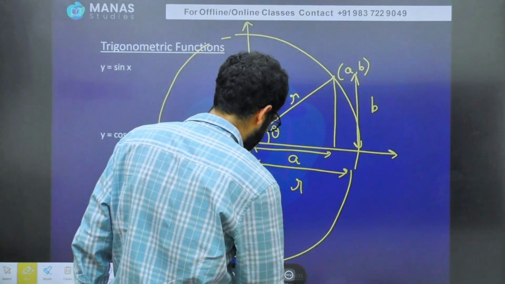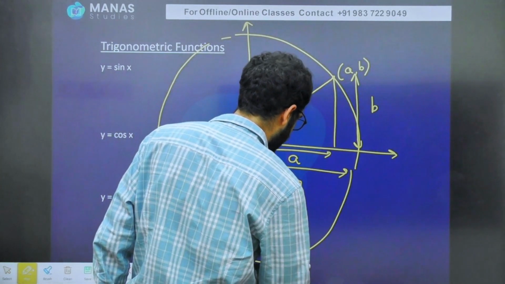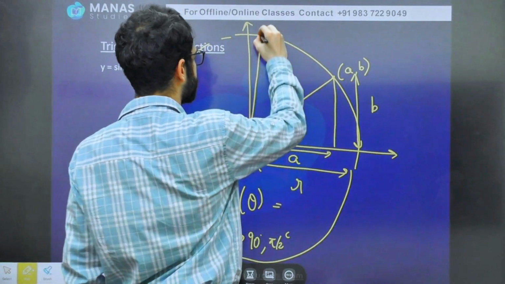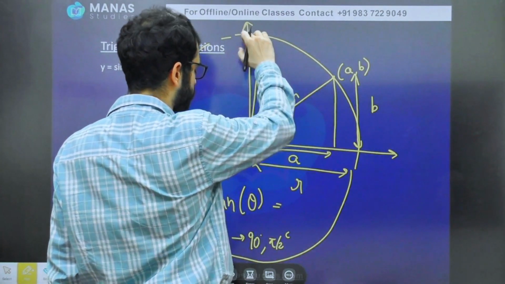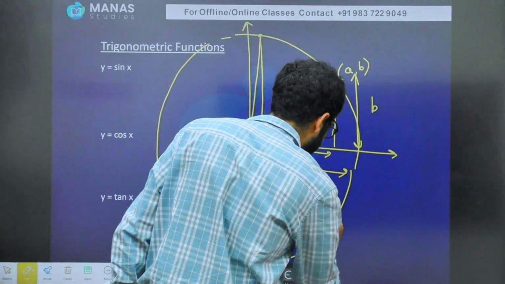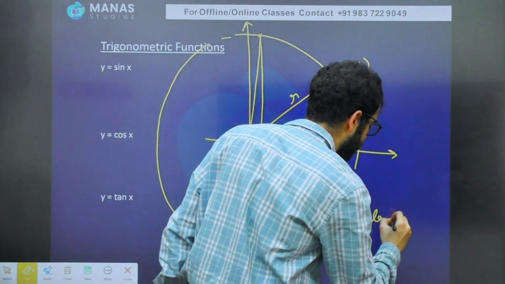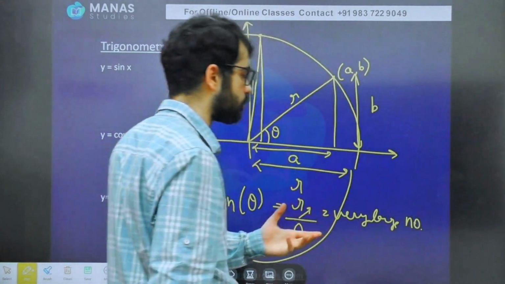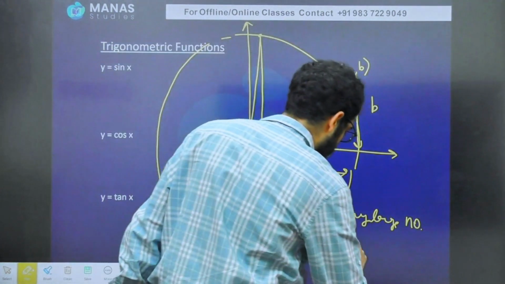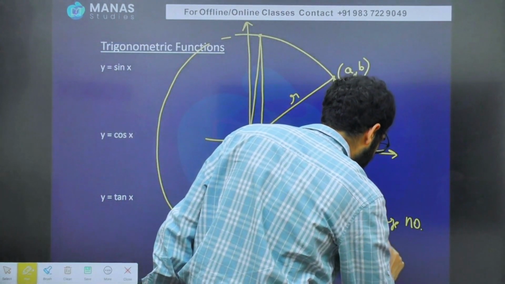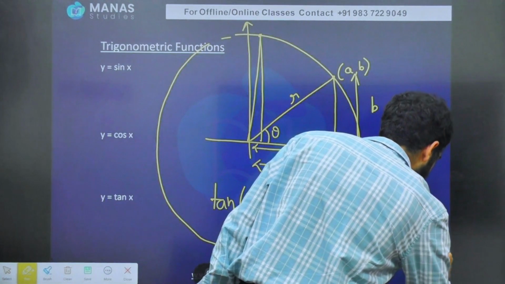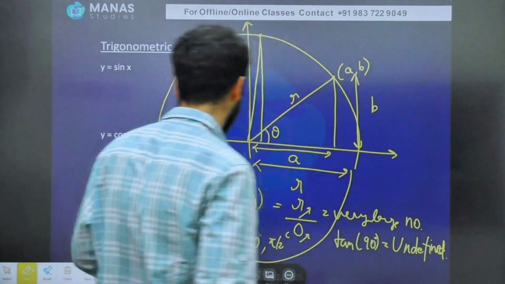When theta is approaching the value of 90 degrees or pi by 2 radians, then as we can see, tan is the ratio of perpendicular upon base. When this angle approaches 90, that means this side would approach the length r. It will approach the length r divided by base. Since base is approaching 0, this will be a very large number. And as we all know, infinity is not a number, infinity is a notion. Therefore, we can say that when theta approaches 90, tan approaches a very large number. So when tan is calculated at 90 degrees, the value is called undefined, because the value of tan 90 is not defined in any case.